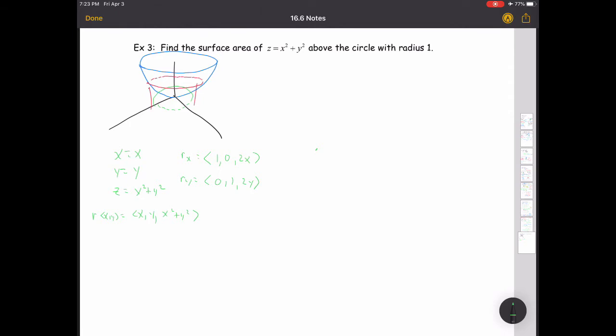2y. And then if I take the cross of those, r sub x cross r sub y, eliminating the i row and column gives me negative 2x. Eliminating the j row and column gives me 2y minus 0, but that now becomes negative 2y. And eliminating the k row and column just gives us 1 minus 0, which is 1. So what we would get for our magnitude of r sub x cross r sub y is the square root of 1 plus 4x squared plus 4y squared.